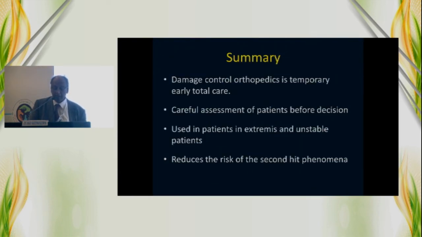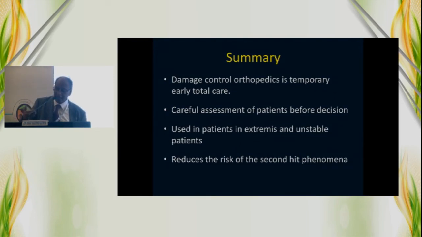So in summary, damage control orthopedics is really a form of temporary early total care. You need to carefully assess patients before you decide which line to take, and patients who are adequately resuscitated and stable will still qualify for early total care. But in patients who are either in extremis, that means their condition is just not responding, or in the borderline state, you have to make a careful decision as to what would be the appropriate management for them.